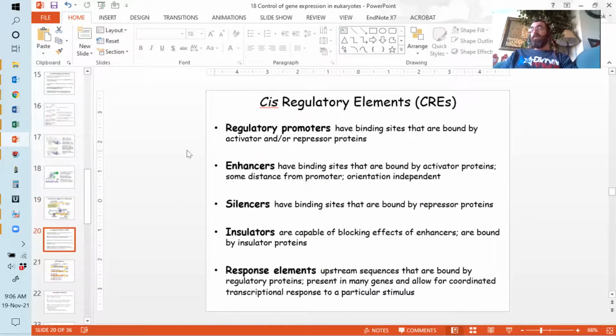And so here's a bunch of language. It's how we're actually going to go through each of these in turn, because they all do different things. And so again, regulatory promoters are stretches of DNA that have binding sites, right? So these are specific DNA sequences. They're recognized by DNA binding proteins, and they're bound by activators and or repressors, right? So this isn't just about turning on gene expression. It can also be about turning off as well.